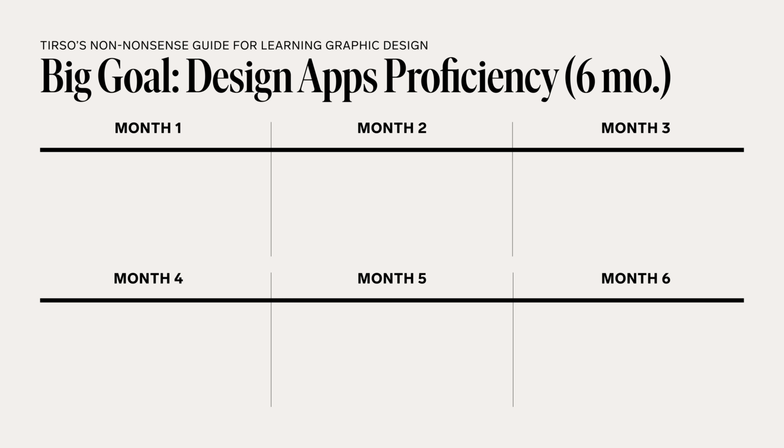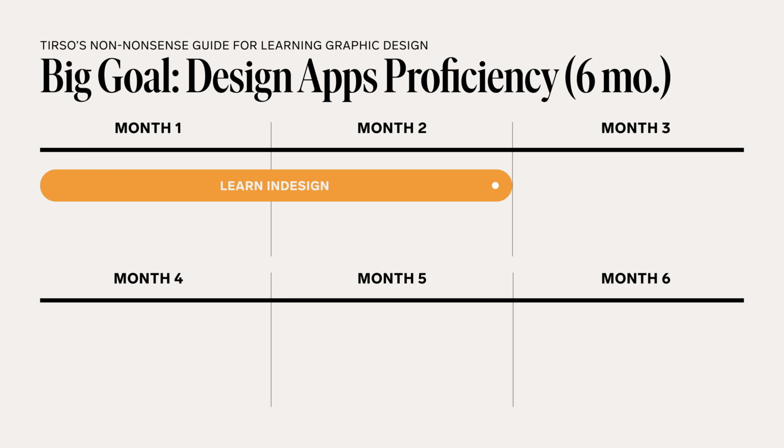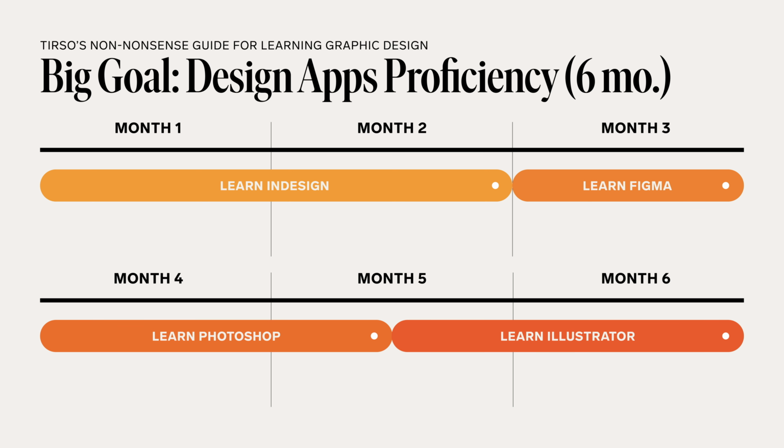Maybe InDesign is 2 months, so you're at least comfortable with the basics. After that, your goal is to learn the basics of Figma a month later. I'm shortening that timeline because I think Figma is easier to learn. That's 3 months so far. Then you have 1.5 months each for Illustrator and Photoshop.